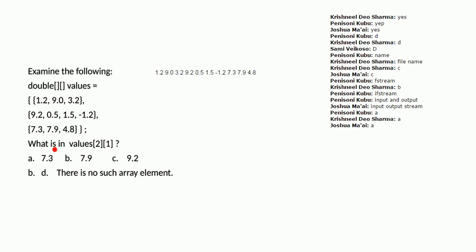So what is in values[2][1]? What do you think is in the column? The first one is the row. So row is equal to 2 and column is 1. Remember, indexes start from 0, right? So it goes from 0, 1, 2, 3, etc.